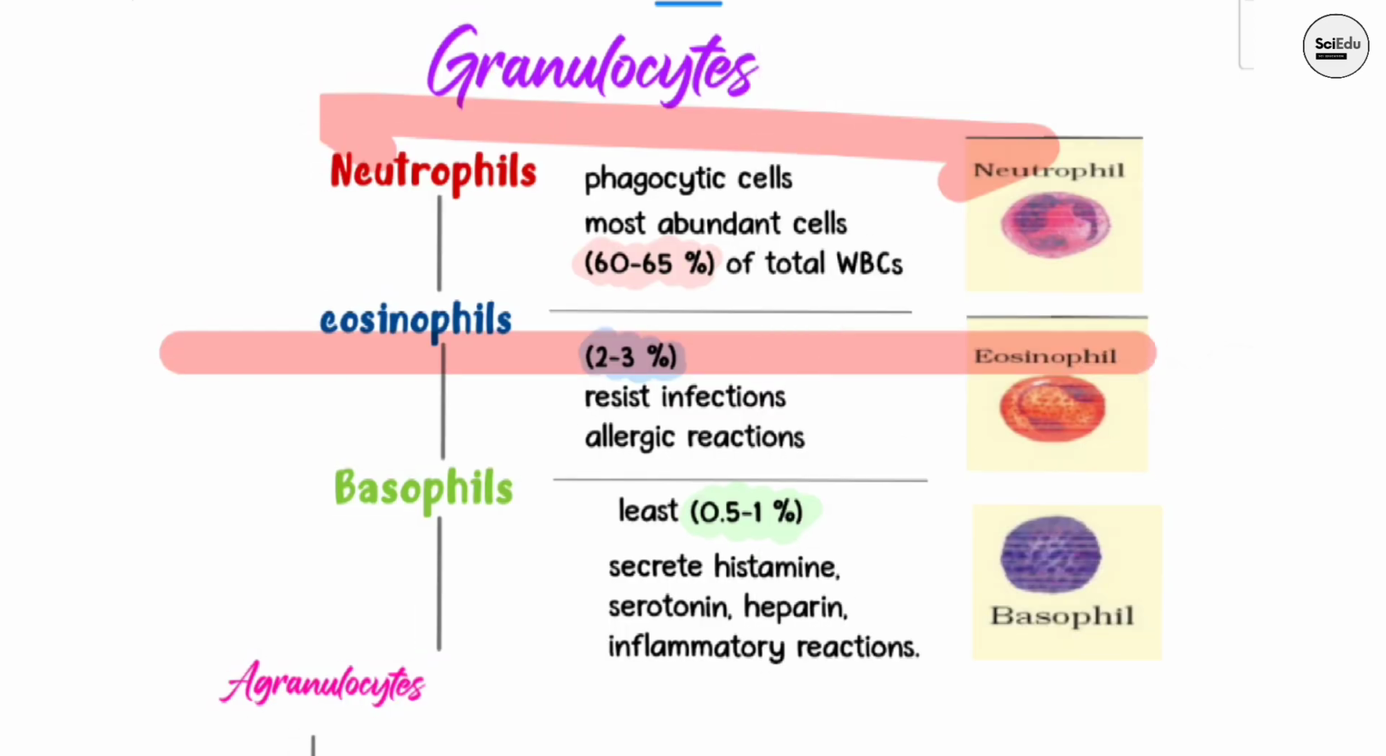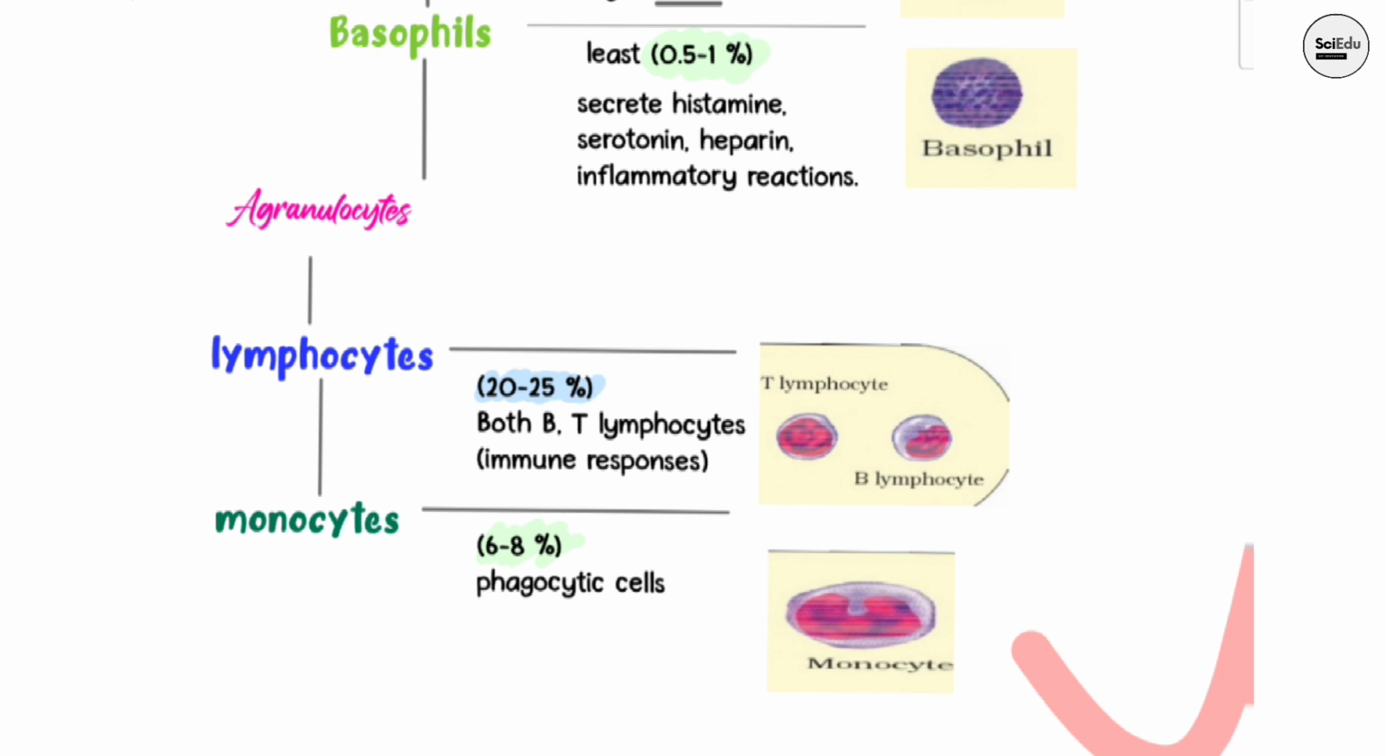Eosinophils, 2 to 3%, resist infections and are also associated with allergic reactions. Lymphocytes, 20 to 25%, are of two major types, B and T forms. Both B and T lymphocytes are responsible for immune responses of the body.